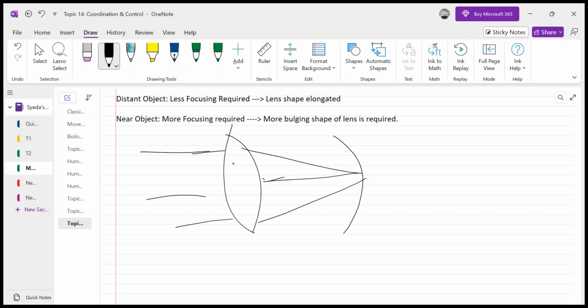But whenever the object is near, the light is quite diverging. This object is nearby the eye, it has divergent light, so this light has to be focused more.